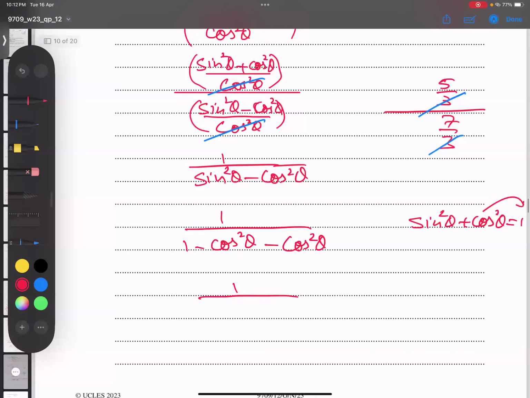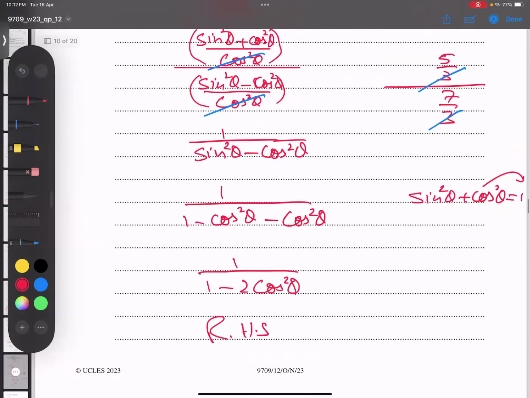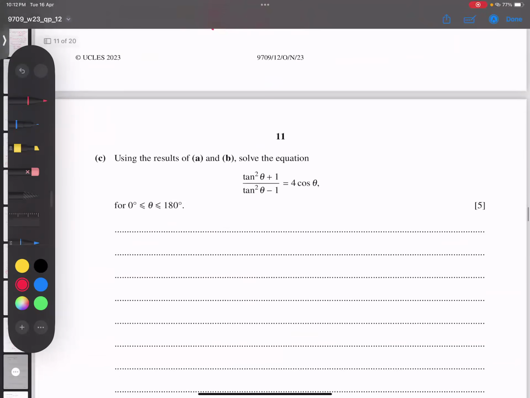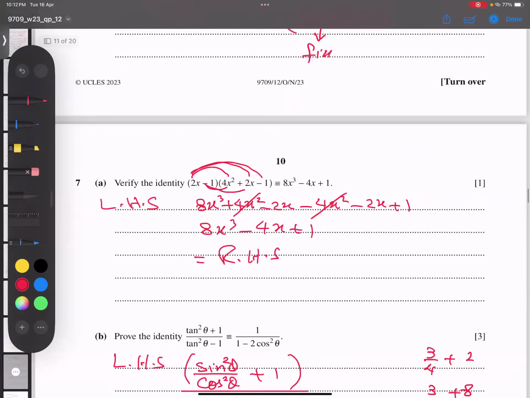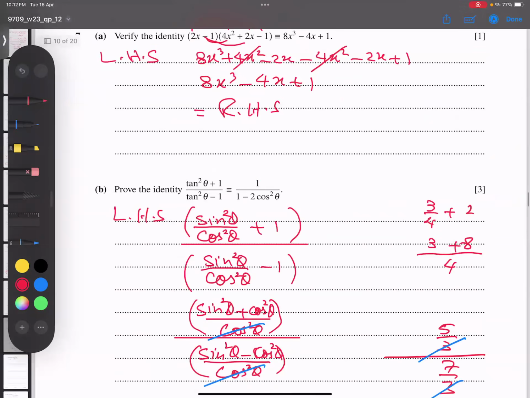So I get what here? Cos square, 2 cos square, 1 minus 2 cos square. So alhamdulillah Rabbil Alameen, right hand side is proved. So let's talk about the next question. Now, if we look carefully, students, let me prove it. Let me show you what I'm saying.